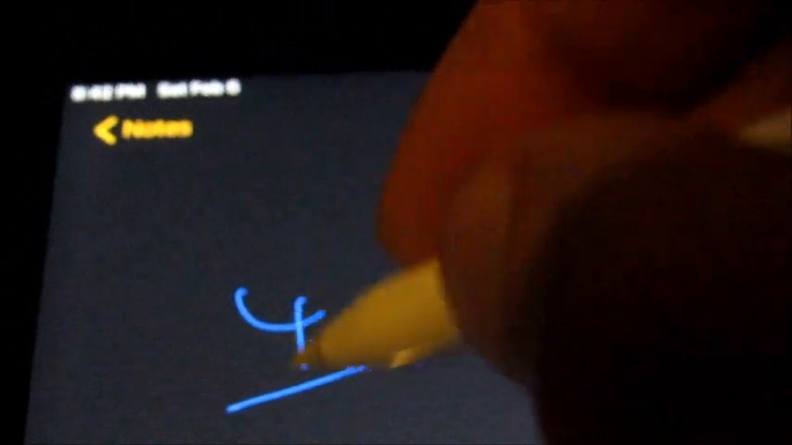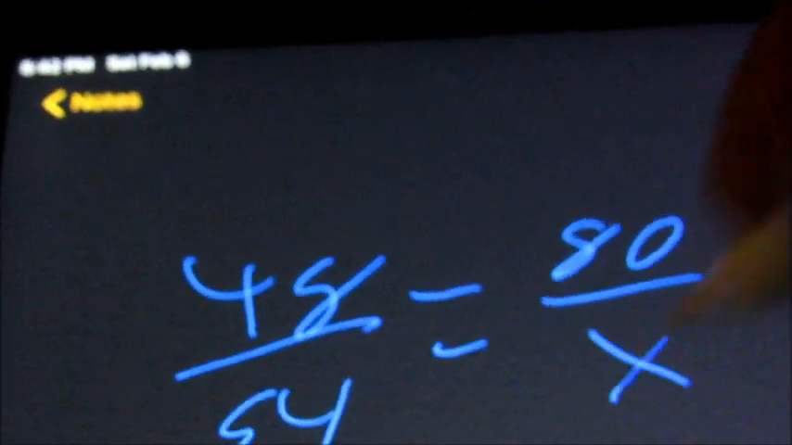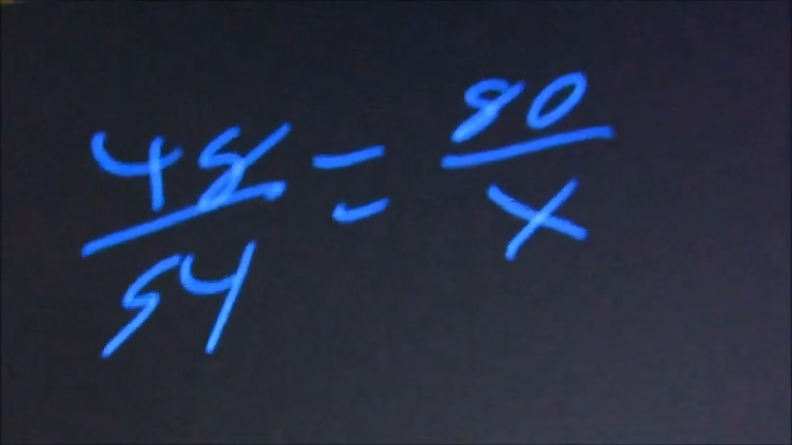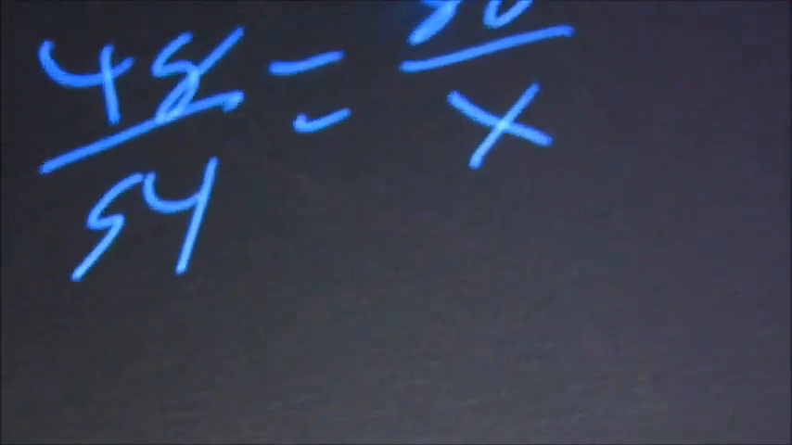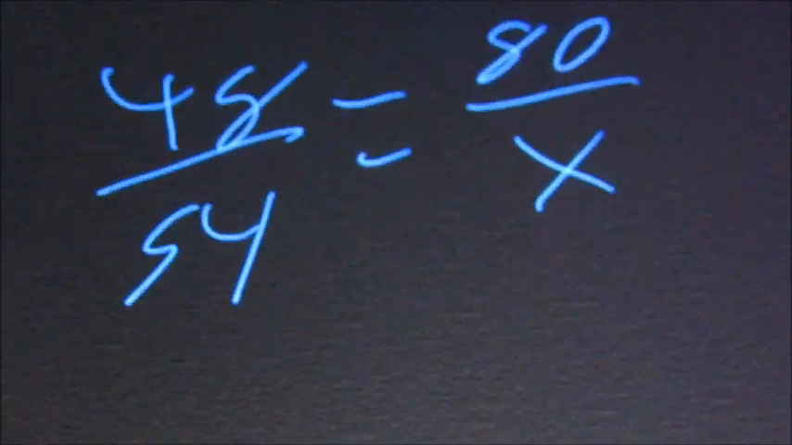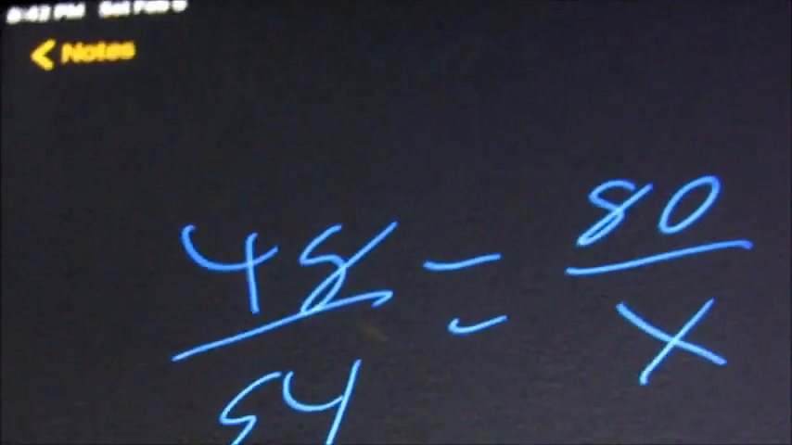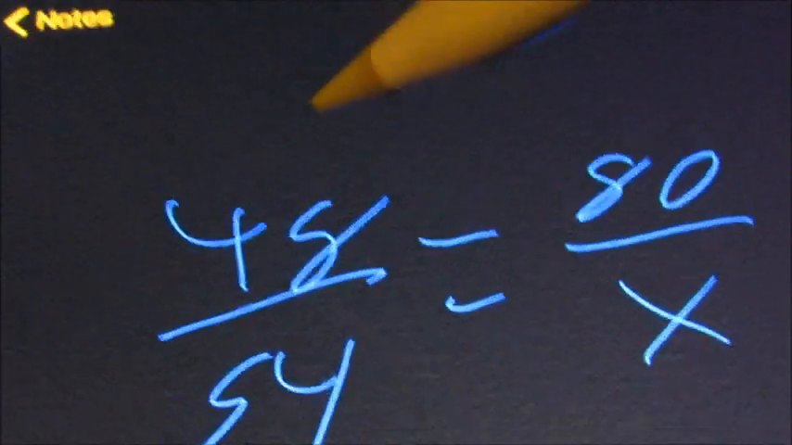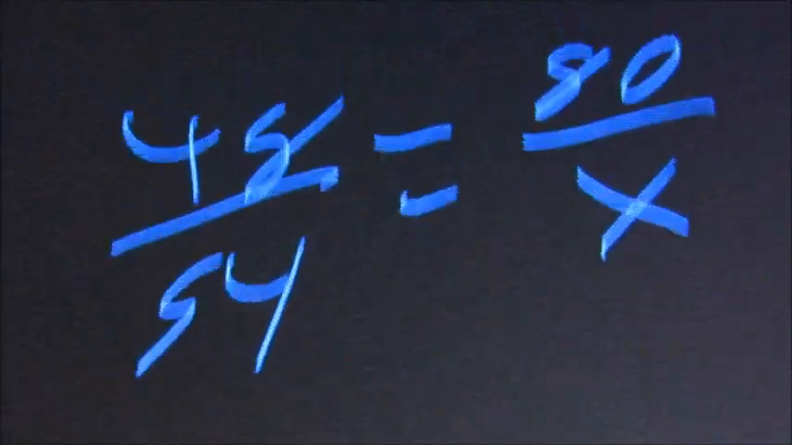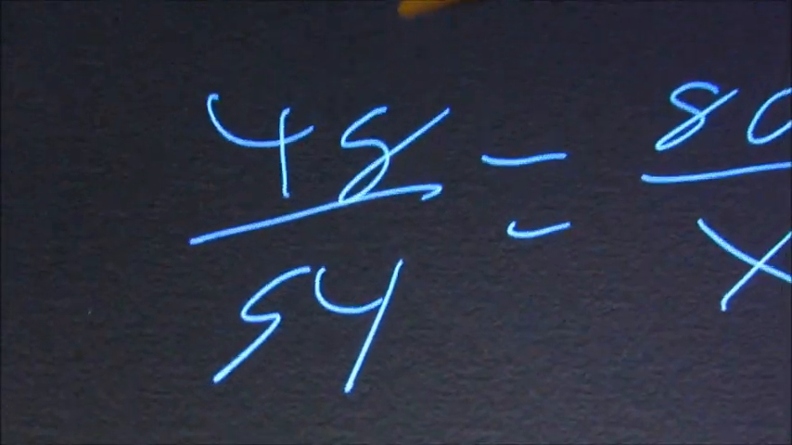So let's say we have 48 over 54 equals 80 over x. The way that you're going to do these is by cross multiplying and solving for x. You're going to say 48 times x equals 54 times 80. Now what you could do here is simplify to make this a little easier, since on the test you're not going to have a calculator. Simplify the fractions when you can.